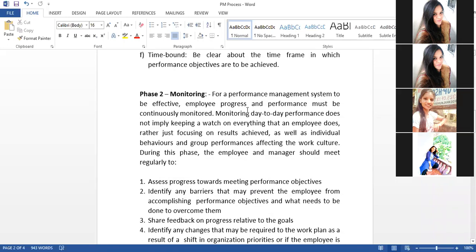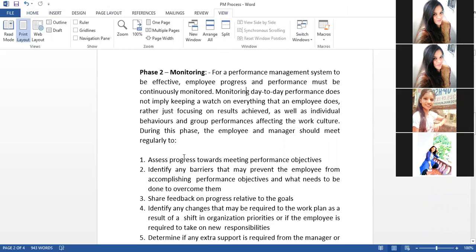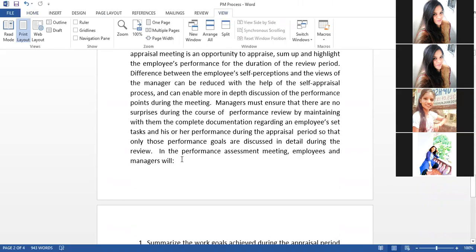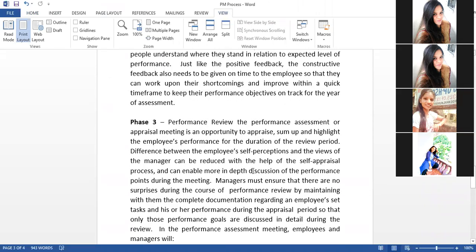All right, and then we started with monitoring. What is monitoring? Over here, the manager acts as a guide and coach. He is supervising the performance and simultaneously doing coaching as well as giving necessary feedback. So the monitoring stage is done. We will take the last stage, phase 3, which is performance review. I will take this point in the next lecture.